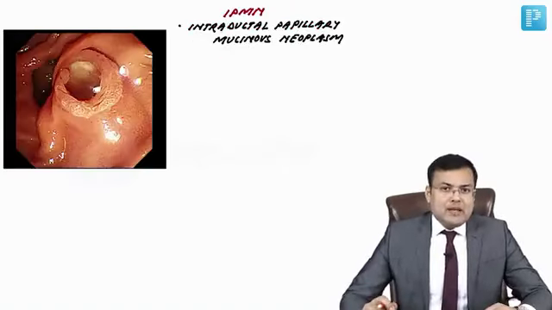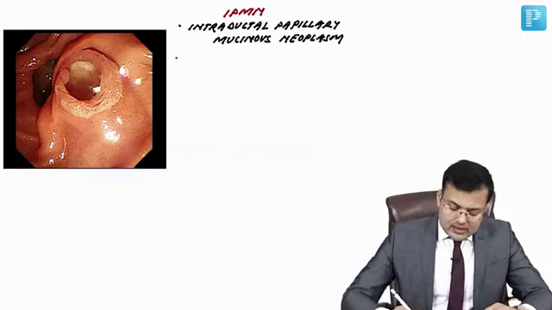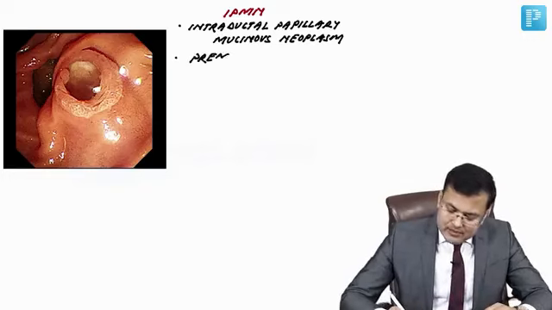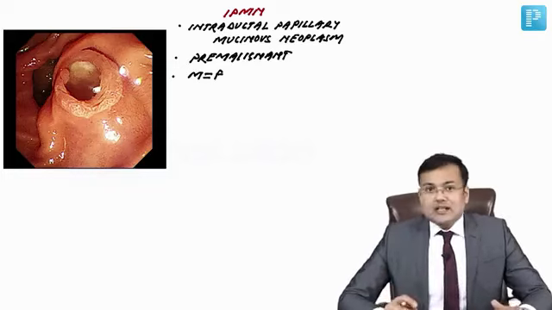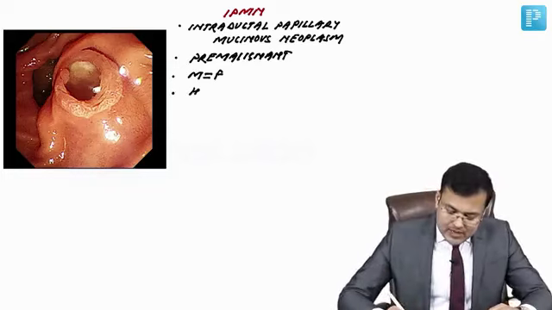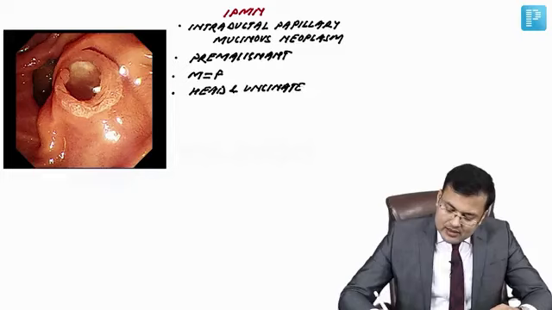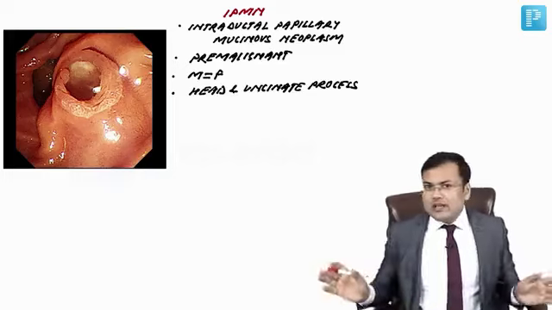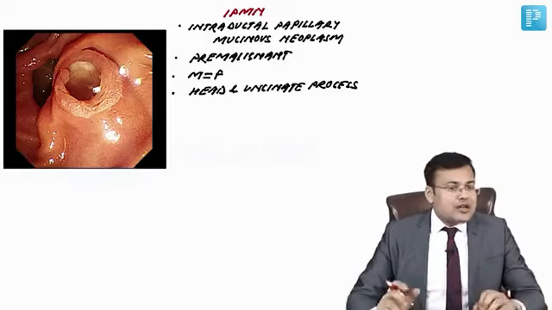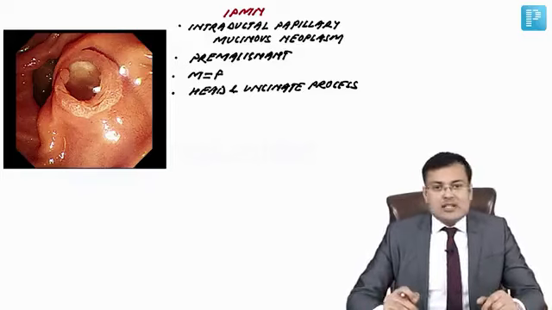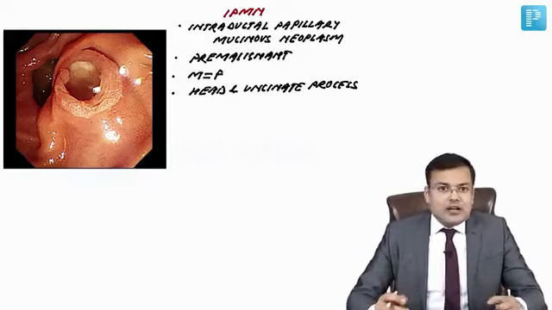Third is intraductal papillary mucinous neoplasm, right? This is also pre-malignant and it is equally seen in males and females. Here, the most common site is head and uncinate process. Clear? The name is intraductal papillary mucinous neoplasm, so there is excessive mucin production. And because of this excessive mucin production, there is obstruction of the pancreatic duct, and that's why patients have recurrent attacks of acute pancreatitis.